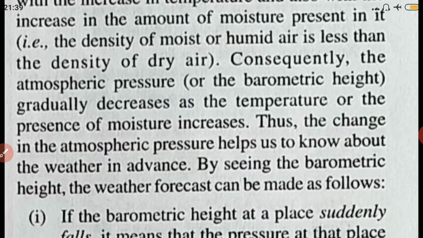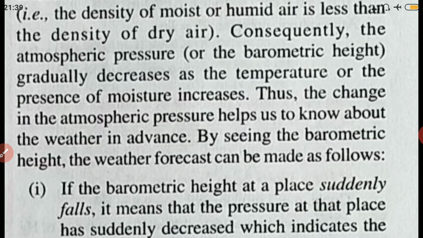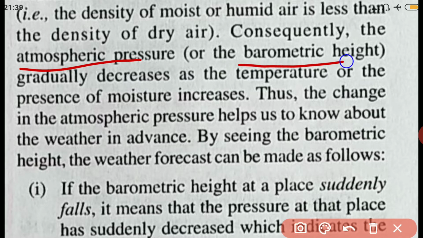So consequently, the atmospheric pressure or the barometric height gradually decreases. Because of the decrease in the atmospheric pressure, the barometric height in the barometer also decreases. So this will help us to know about the weather in advance. Thus, the change in the atmospheric pressure helps us to know about the weather in advance. So, by seeing the barometric height, the weather forecast can be made as follows.